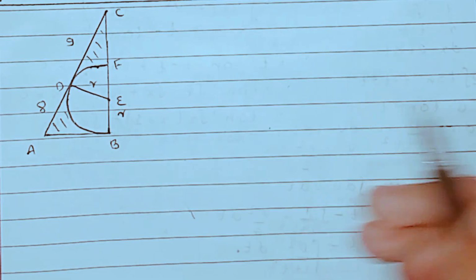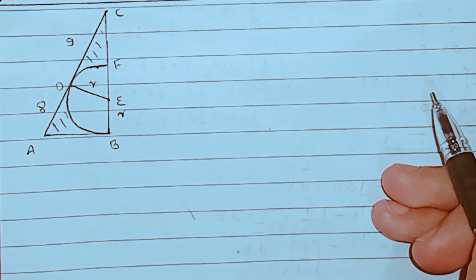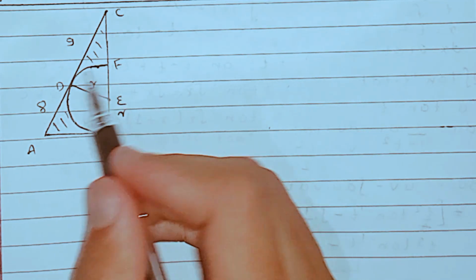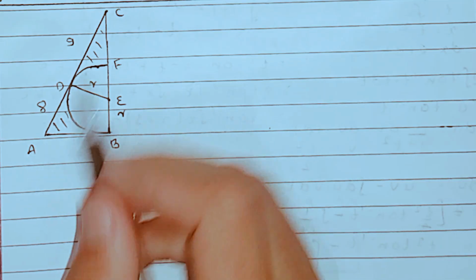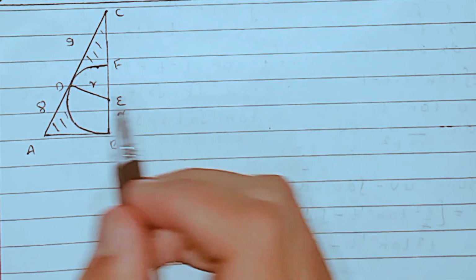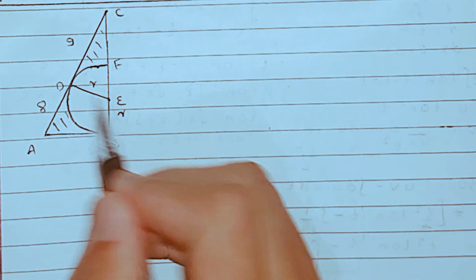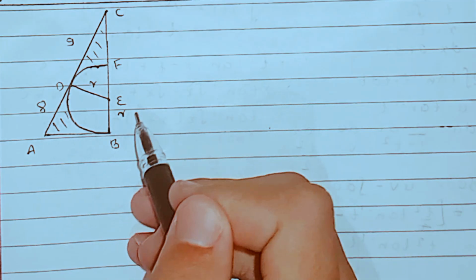Can you find the area of this shaded region? Pause the video and try for yourself in 3, 2, 1. So we have a semicircle with two tangents AC and BC. The radii of the circle, ED is equal to R and EB is equal to R.